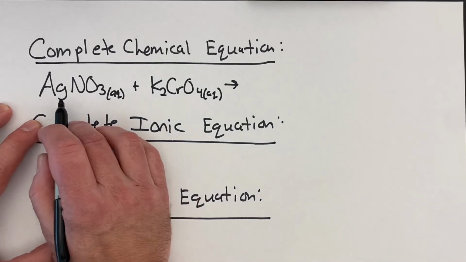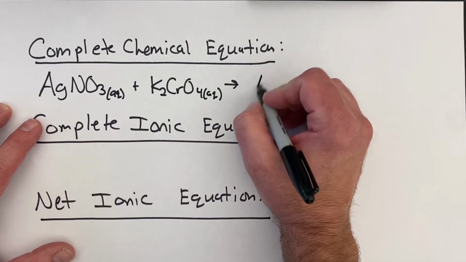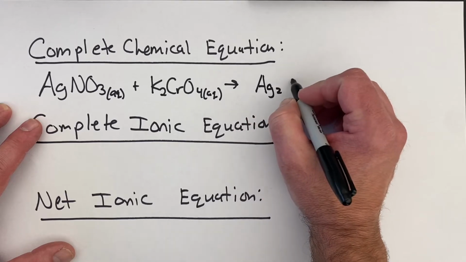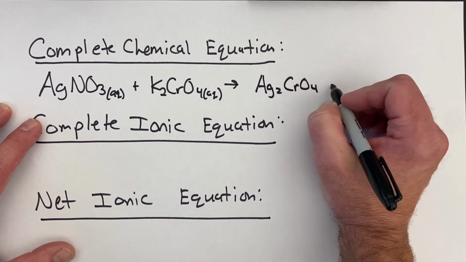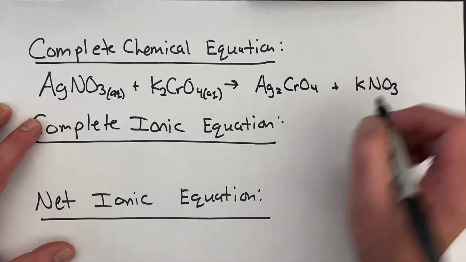So just like last time, our job is to try to decide what that is and what is the net ionic equation for the reaction that occurred. First, let's start with the complete chemical equation, which we get when we swap the cations from one to the other. And we'll get Ag2CrO4 and potassium nitrate, which is just KNO3.